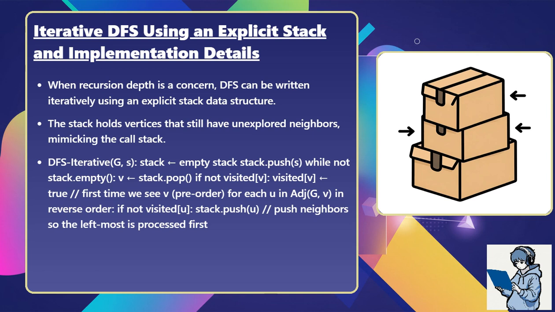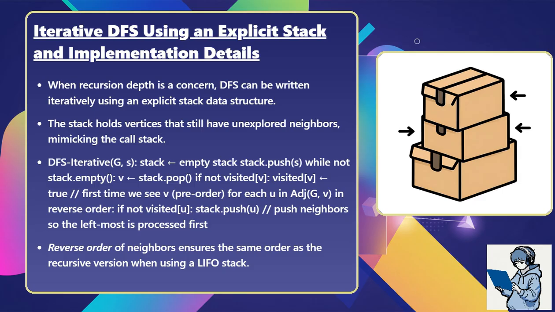visited[v] = true, the first time we see v, pre-order. For each u in adjacency of G and v in reverse order: if not visited[u]: stack.push(u). Push neighbors so the leftmost is processed first. Reverse order of neighbors ensures the same order as the recursive version, when using a last-in-first-out stack.